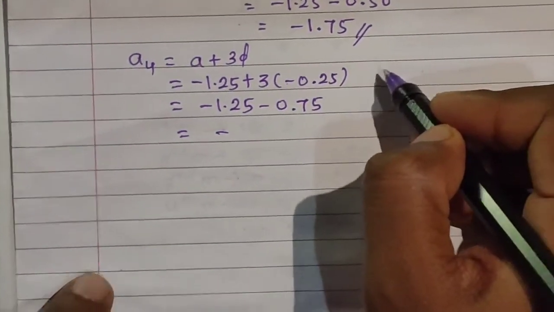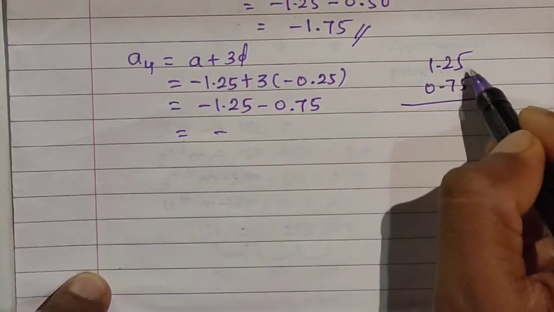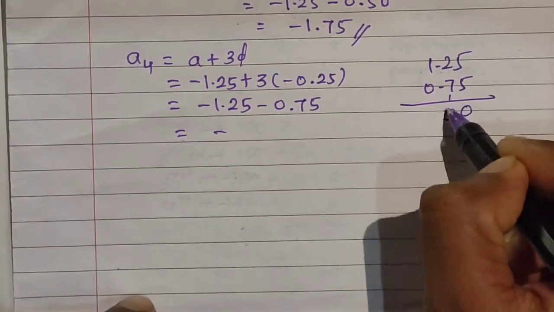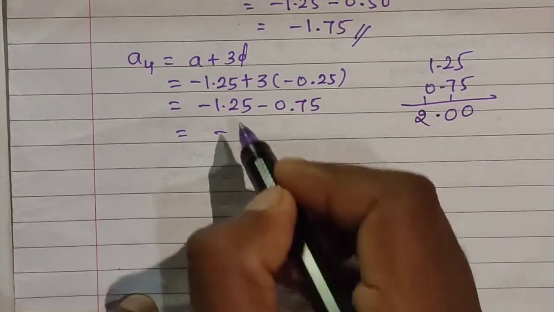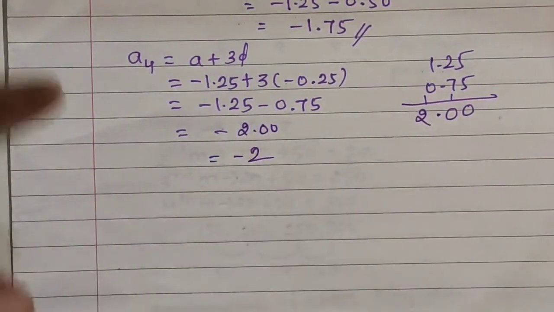I will add this one on the side. 1.25 and 0.75. You can observe 5 plus 5 is 10, 1 carry. 7 plus 1 is 8, 8 plus 2 is 10, 1 carry. Point as it is. 1 plus 1 is 2. Your answer is minus 2.00, or minus 2, is your fourth term.